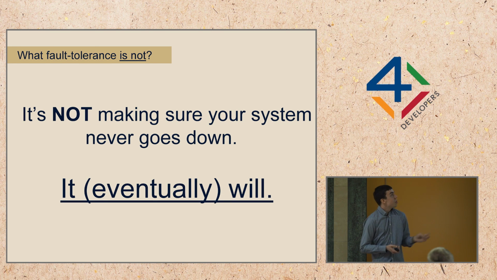So when we know what a failure is, we can move into fault tolerance. So what fault tolerance is not? It's not making sure your system never goes down. Because it will. It always will. Eventually, it will just break because of some bug, some security problem, some client, some operating system update, some so-called oops incidents when somebody just turns off everything and says oops.